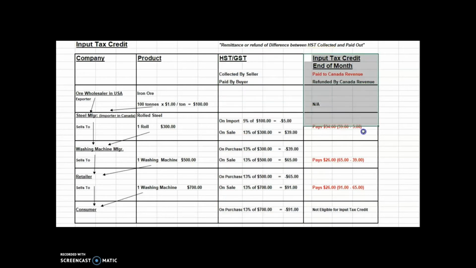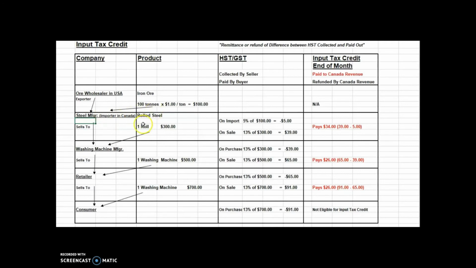And this column is the input tax credit that they do at the end of the month to tell the Canadian government how much HST and GST they've paid out and how much HST they've collected when they sell something. So let's take the first example. We have an ore wholesaler in the United States, and their product is iron ore. They have 100 tons of it at $1 a ton. They have sold it to this steel manufacturer who imports it into Canada.